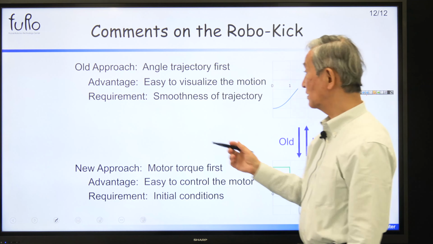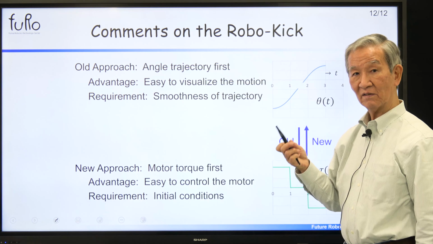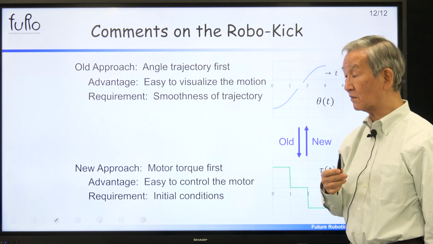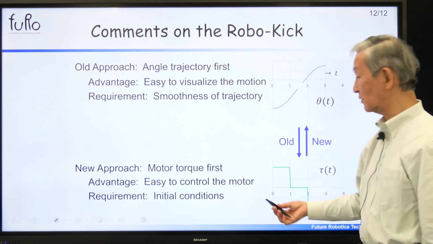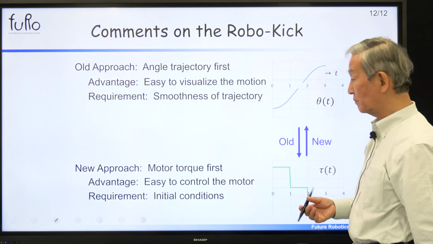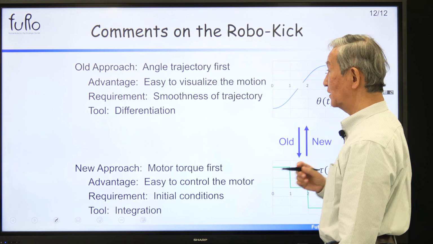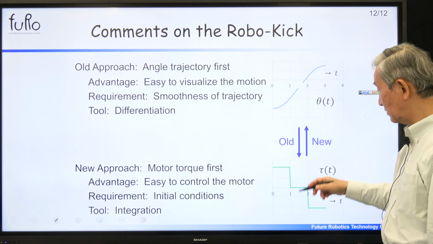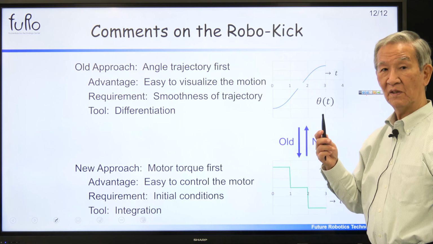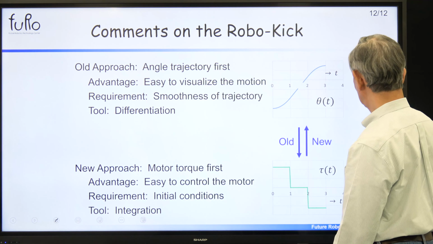What are the requirements? Here, the requirement is smoothness of trajectory, and that really assures that the speed is continuous. Here, the requirement is initial conditions, the final conditions, and continuity, blah, blah, blah. Those are the ones. So for tools, here, this is differentiation. You differentiate to get this one here. Of course, this is integration from here to there. And to get rid of the integration constant, those initial conditions and continuity conditions are necessary.